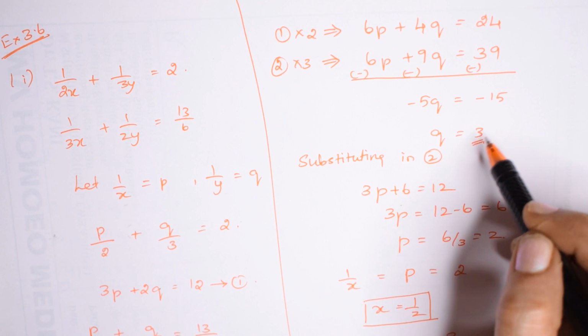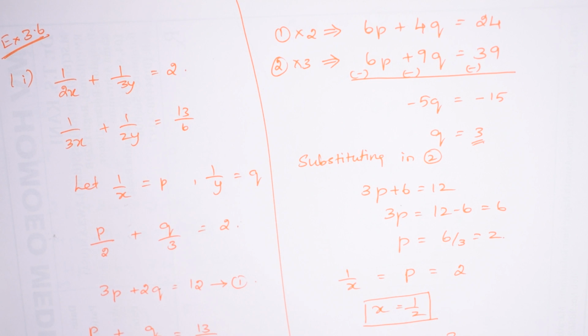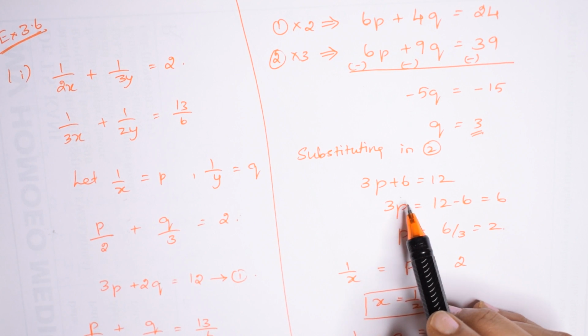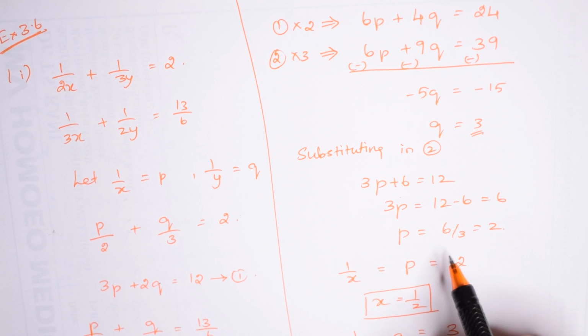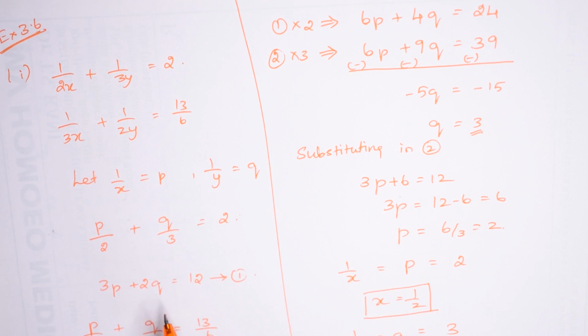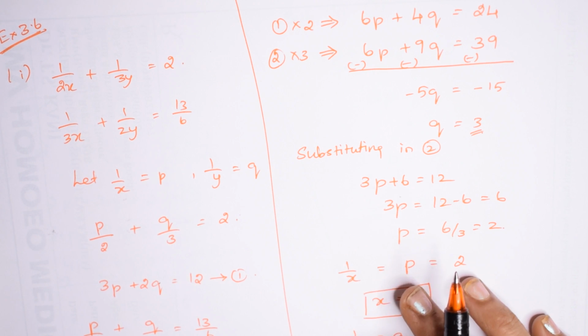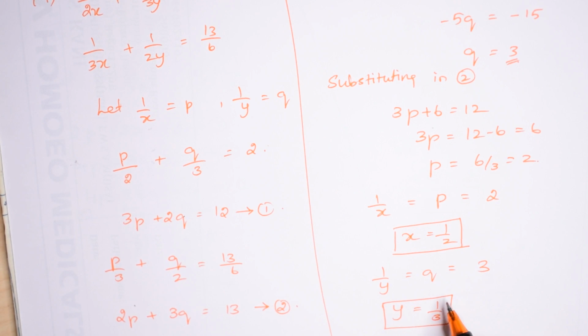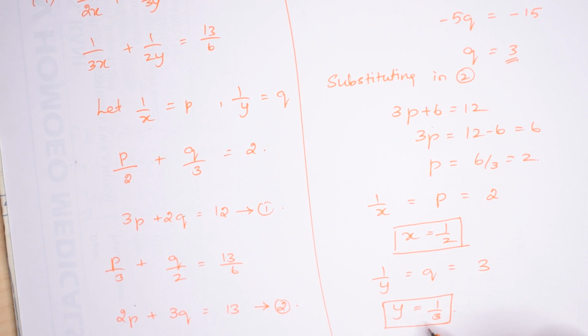With this q value, I substitute in the first equation, and I get 3p plus 6 is equal to 12, and again I find p is equal to 2. Earlier we substituted 1 by x is equal to p, and so I equate that. Whatever I found, p is equal to 2, so 1 by x is equal to 2, and so x is equal to 1 by 2, right? Then 1 by y is equal to q, and that is equal to 3, what we have found, and now I equate it: y is equal to 1 by 3.